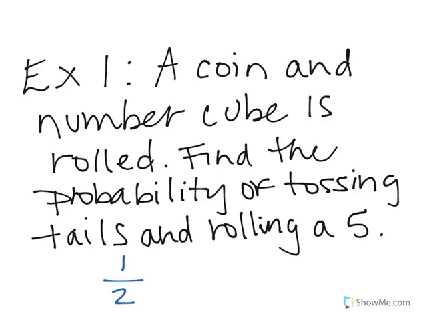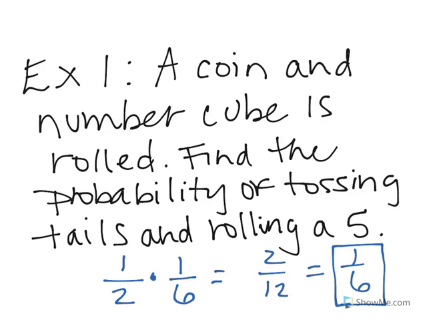And then I have to think, what's the chance of me actually rolling a 5? Well, there are 6 different outcomes on a number cube: 1, 2, 3, 4, 5, and 6. And 5 is 1 out of the 6 different outcomes. So all I have to do is multiply 1/2 times 1/6 to get 2/12, which is the same as 1/6. So the probability of tossing a tail and rolling a 5 is 1/6. Again, I just multiplied each probability and got my final outcome of 1/6.